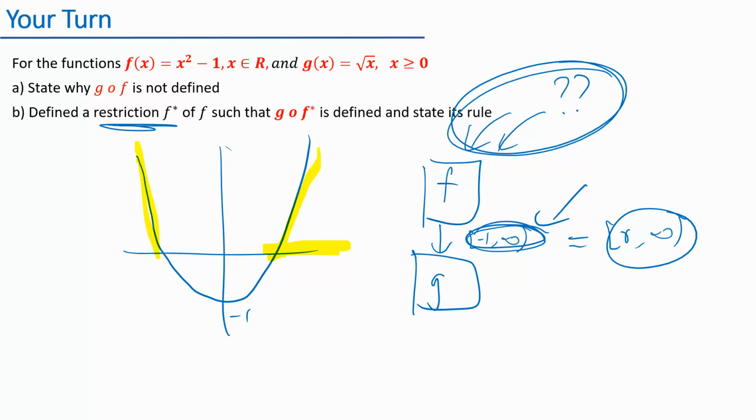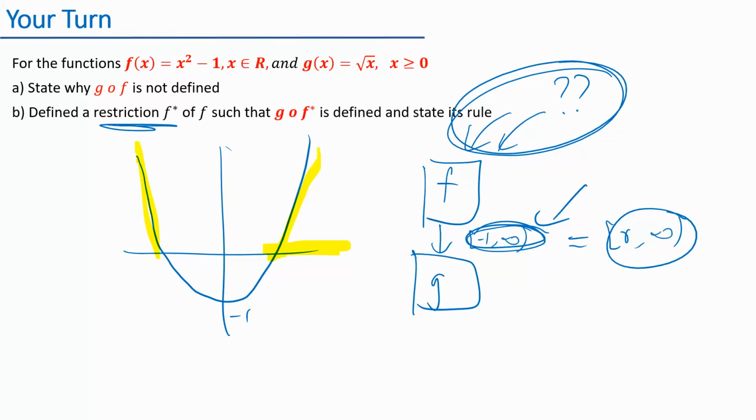So my new domain would be R, excluding the numbers in between. That's it. And that will change the range. If you change the range, it works now.